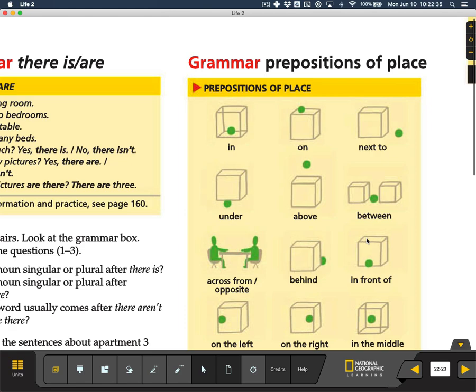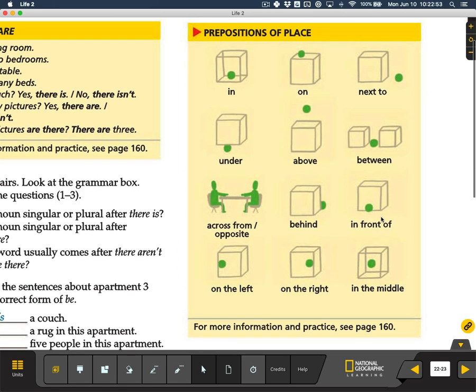Behind. In front of, one preposition. Three words make one preposition, okay? This does not make sense if you try and process it as in and front and of. It doesn't make sense. In front of. It's one thing. Okay? On the left, on the right, in the middle.